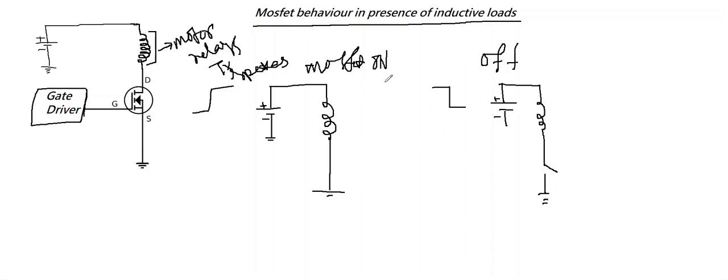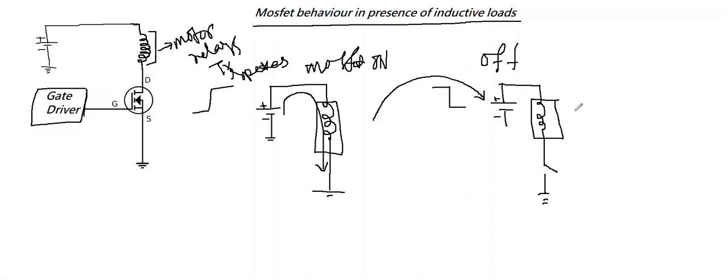So what happens when the MOSFET is on? Since this is an inductor and the current starts flowing through it, it will try to charge and it will store energy in the form of magnetic field. But when you turn off the MOSFET, what will happen? So when the MOSFET is turned off, whatever the stored energy is there, as you know the property of an inductor is that it does not allow sudden change in current, or as per Lenz's law, it opposes the cause which has produced it.